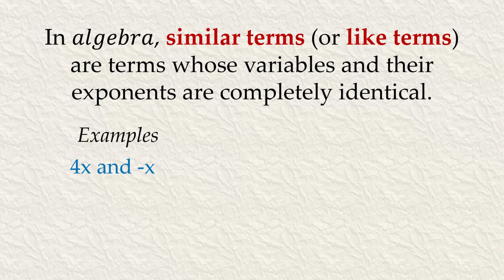So there are two things you need to remember. The first one is the available variable. In this case, for 4x, that's obviously x. For negative x, that's also x. So they are the same. So one check mark.